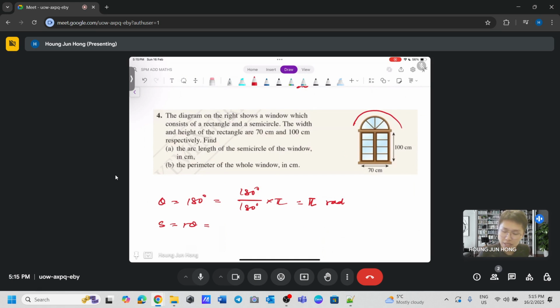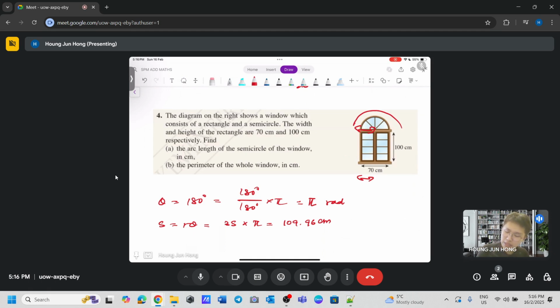So same thing over here. Yes, the radius is half of the diameter. So 35 times pi is 109.96 cm. Okay, that's it.